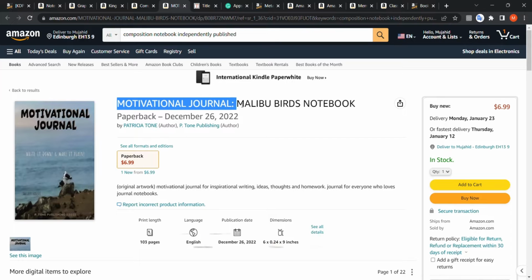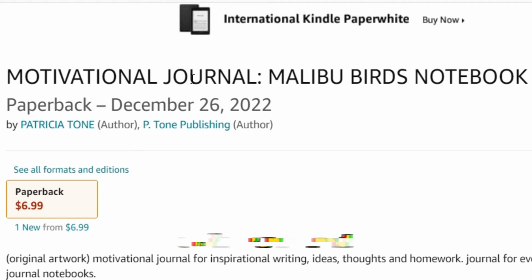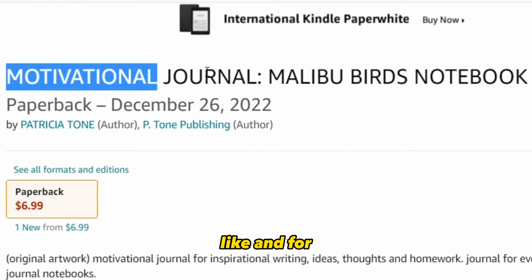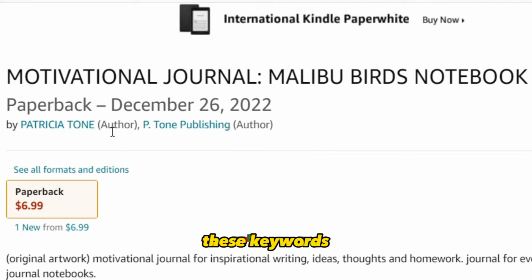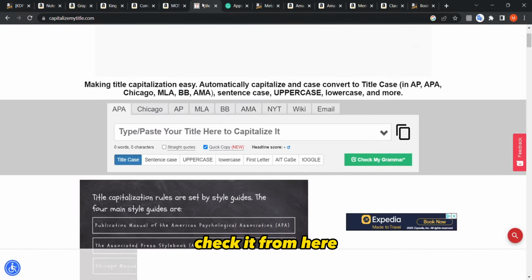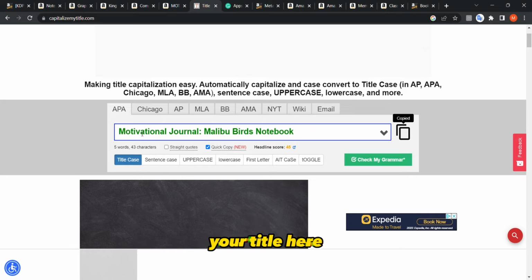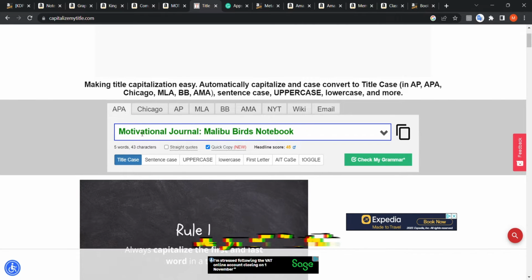So this is wrong, like this. Don't capitalize all your book title. Capitalize the first letter of almost every word except the small words like and, for, with. These small words, linking words or whatever their name is. And to make it easier for you, check it from here. So this is this website here. Capitalize My Title, paste your title here, and it will capitalize it very well like this.